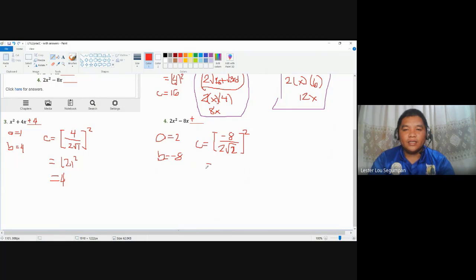So this is actually, you can divide this. So you have here, you cannot extract 2. We just simply divide the coefficients here. So you have negative 4 over square root of 2, and then you square it. Using the law of exponent, you have positive 16 over the square root of 2 squared, which is 2. 16 divided by 2 is actually 8.